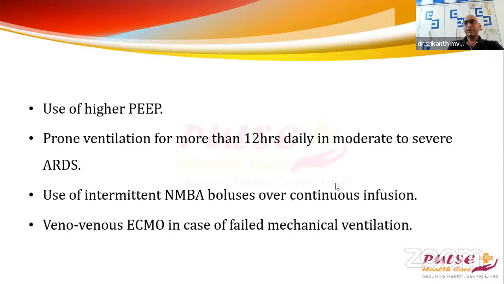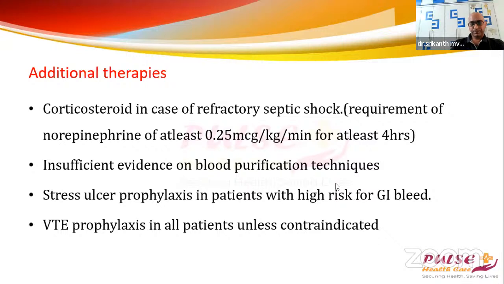Coming to the neuromuscular blocking agents, the previous guidelines said that a 48-hour course was needed, with the patient under paralysis using a continuous infusion. But later studies recommended intermittent neuromuscular blocking agents over continuous infusion, as they have not seen much of a difference between the two. But whenever boluses are given, we need to see that the patient is completely sedated. In the case of failed mechanical ventilation, veno-venous ECMO is preferred.